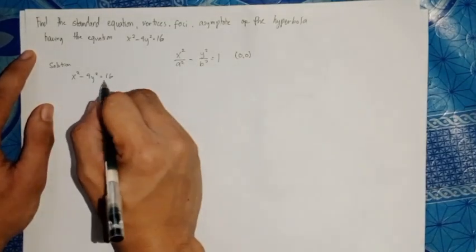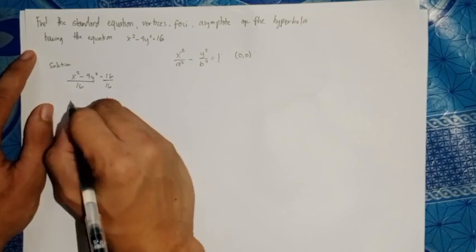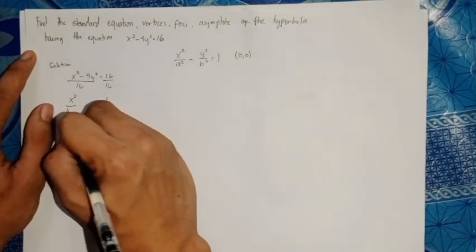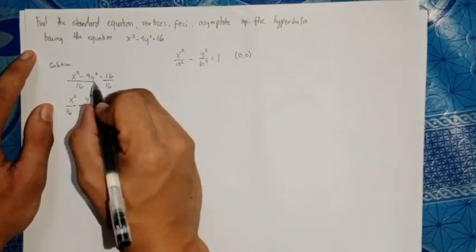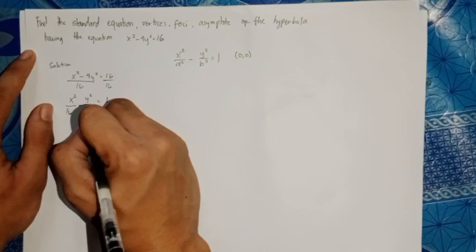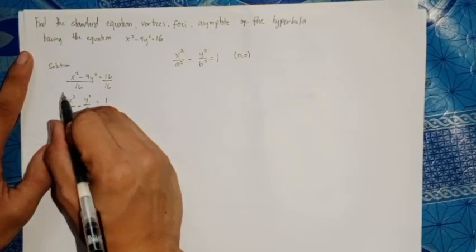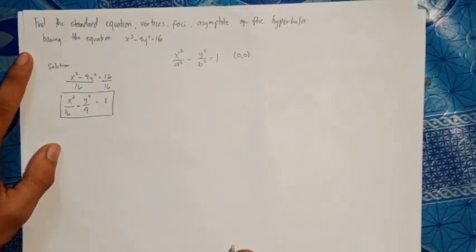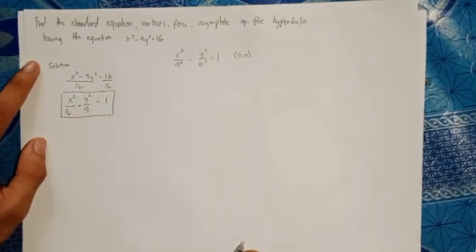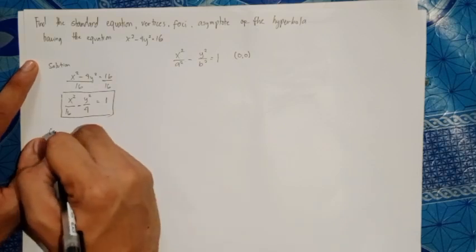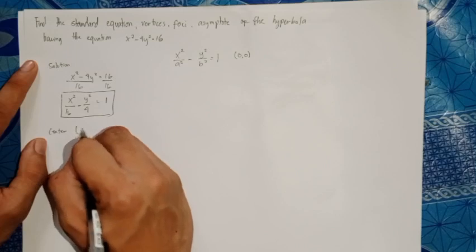So let's divide both sides by 16. Therefore, we have x squared over 16 minus 4y squared over 16, so y squared over 4, since 4 over 16 is 1/4. Now this is the standard equation of this hyperbola. Next, we can now identify the center. Since the center is at the origin, we have (0, 0).